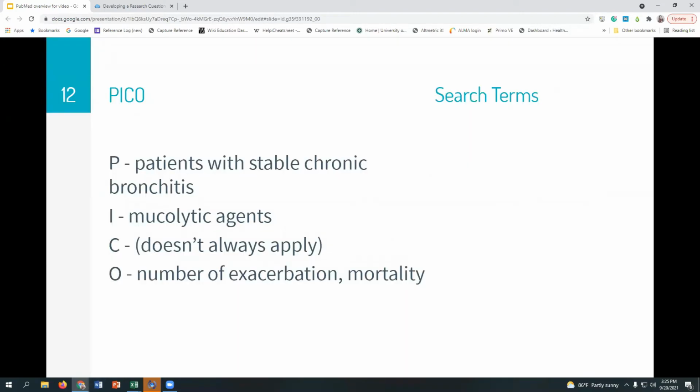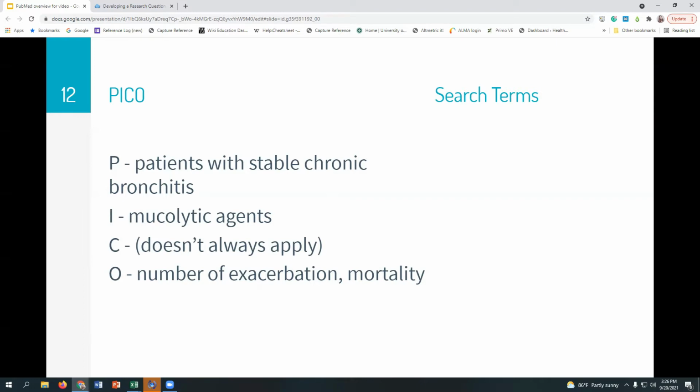Okay, so this is our research question broken into its PICO format. So the P, our population here, are patients with stable chronic bronchitis. The intervention, the I, those are mucolytic agents. The C is a comparison. So in our clinical questions, we don't always have a comparison, or it may not even be stated. So with this particular question, we don't state the comparison, but if you think about this question, the intervention being a drug, a comparison would be a placebo.